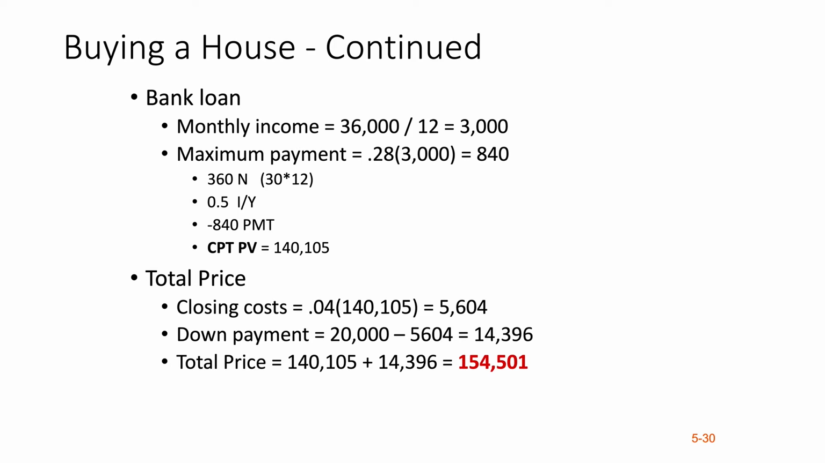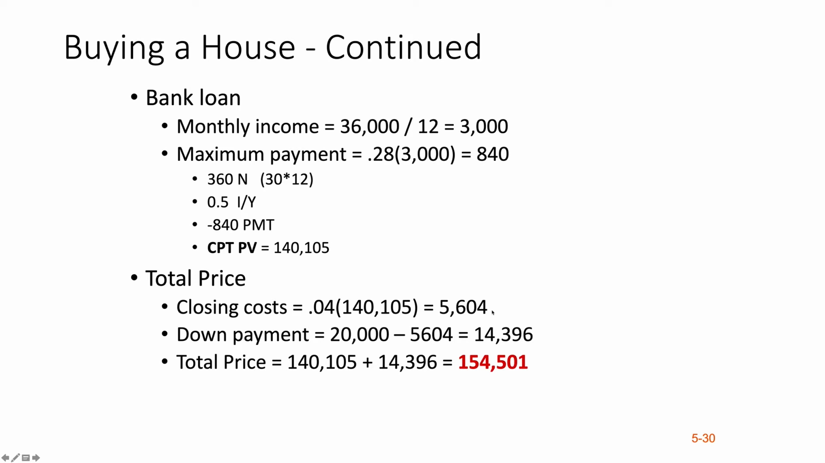With that in mind, now you can calculate how much house you can afford. First of all, you need to figure out the closing cost. The closing cost is 4% of the loan amount. So 4% times 140,105, the loan amount, will give you $5,604 as your closing cost.